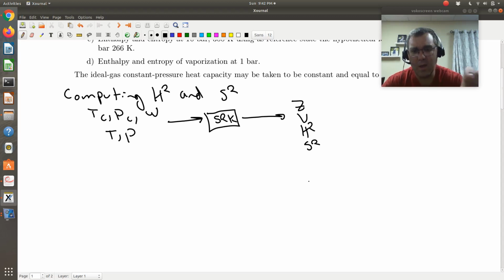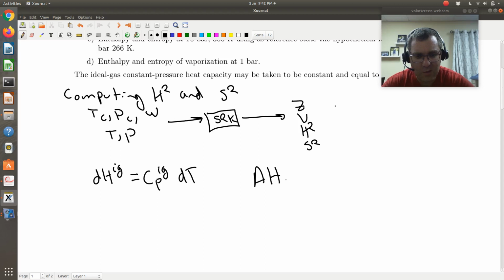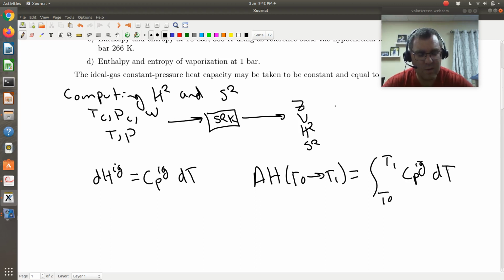ideal gas. Okay, so we get the complicated term from the SRK equation of state, which accounts for the fact that molecules interact and take up space. In terms of the ideal gas term, okay, remember that we showed, and there's a screencast for it too, the differential of enthalpy for an ideal gas is just Cp ideal gas dT. And so if you wanted to get, say, delta H, going from some T naught to T1, it would just be the integral from T naught to T1 of Cp ideal gas dT.